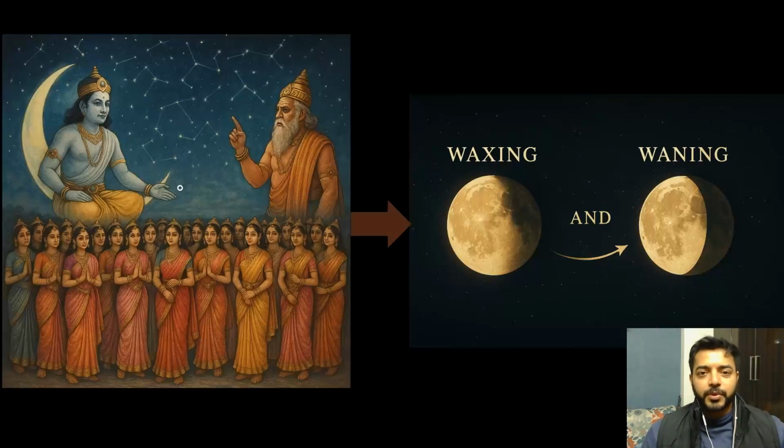And this is when Daksh Prajapati gave a curse to the moon, saying that now I will take away all your light. Let all your light go away. So the moon started waning completely. He started losing his brightness.